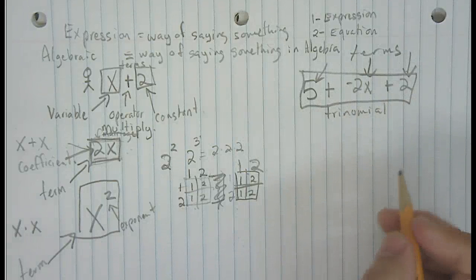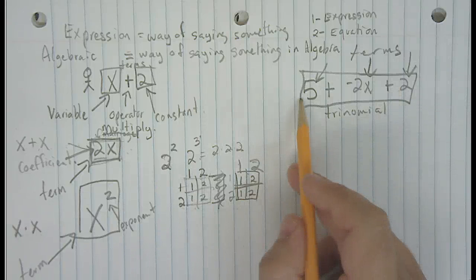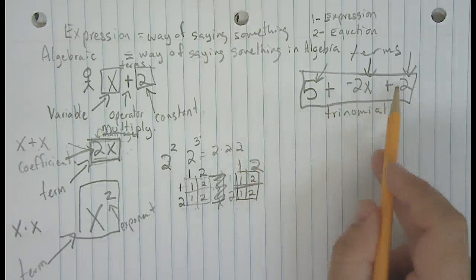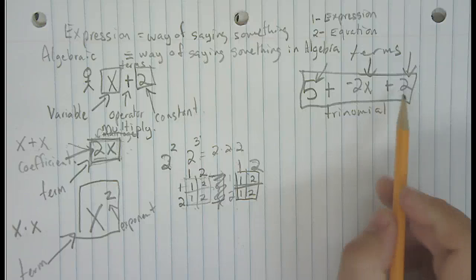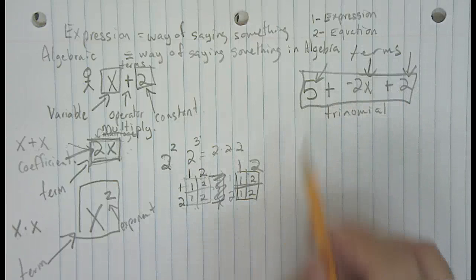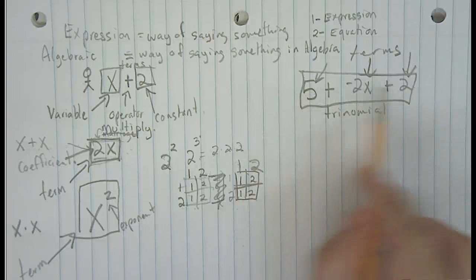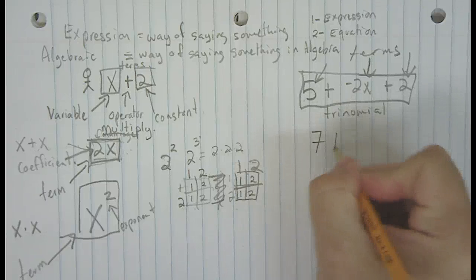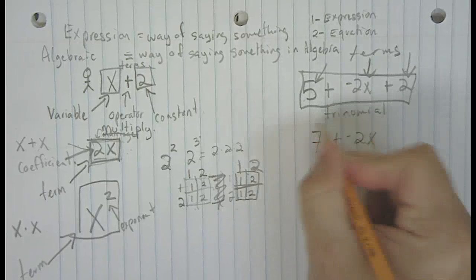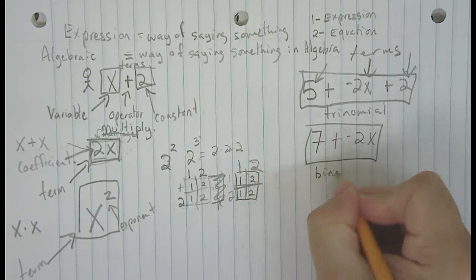When we have just 2 terms, so let's say I had simplified this a little bit. What we do with terms is we try to simplify them, make them smaller if possible. And the way we do that is we find terms that are alike and we combine them. So here I have 5, and there I have 2, and it's all being added together, and those 2 terms are alike, so I can add them. So that becomes 7 plus negative 2x. And now that I have simplified, this is called a binomial.